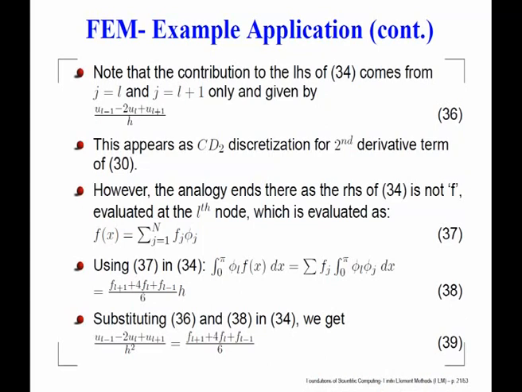So, in the end what you are getting is this is the discrete equation that you have. If you are doing a finite difference type of calculation, let us say with the second order central scheme, then the left hand side would be the same, but on the right hand side you would have gotten simply f of L. But in this Bubnov-Galerkin approach, you are getting some kind of a weighted average of f on the right hand side also.